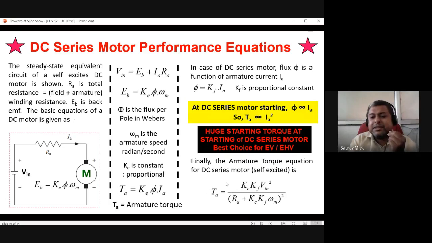That is, armature torque is given by Ke Kf Vin square, where Vin is nothing but input voltage. Ke and Kf are the motor constants, proportionality constants. Ra is nothing but field resistance plus armature resistance. Here it is written, Ra is the total resistance of field and armature. Ke, Kf and omega m. Omega m is 2 pi f m. Omega m is 2 pi n. So whenever the speed of the motor is known in RPM, you can convert this into omega. So this is the equation of armature torque as per the book of Ehsani.